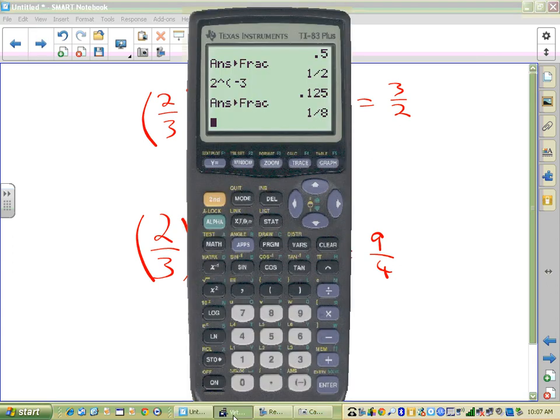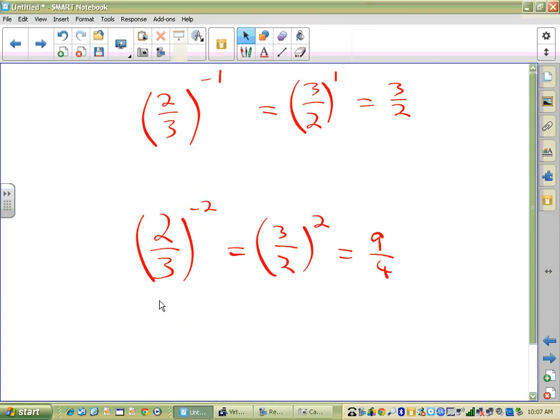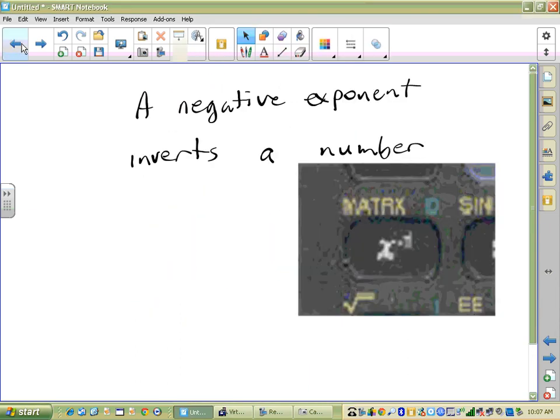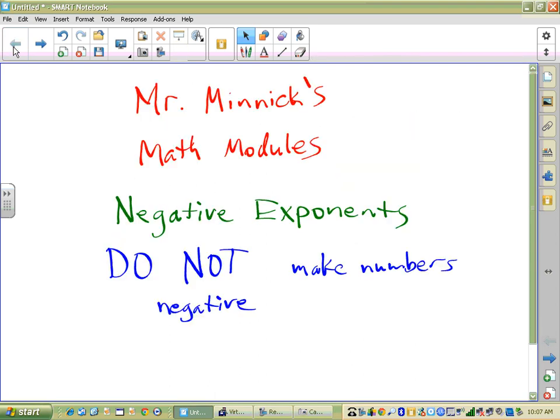Let's quickly look at those on the calculator. 2/3 the quantity inverted is 1.5, which is 3/2. And 2/3 the quantity to the negative second power is 2.25, which is 9/4. So this has been a math module on negative exponents. Remember, it's an inversion. It does not make the number negative.